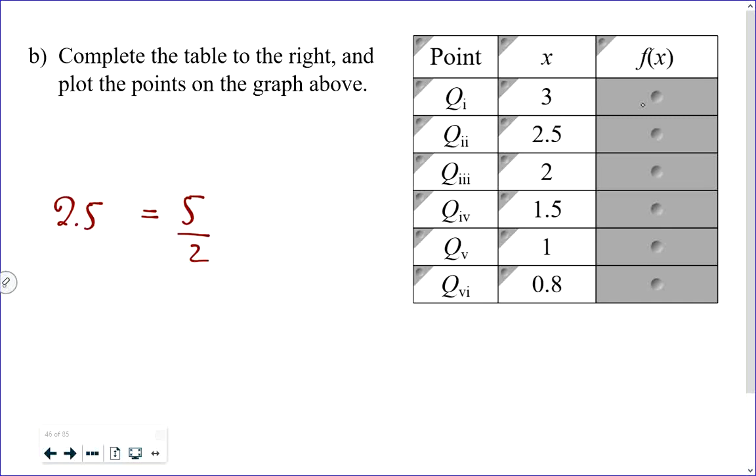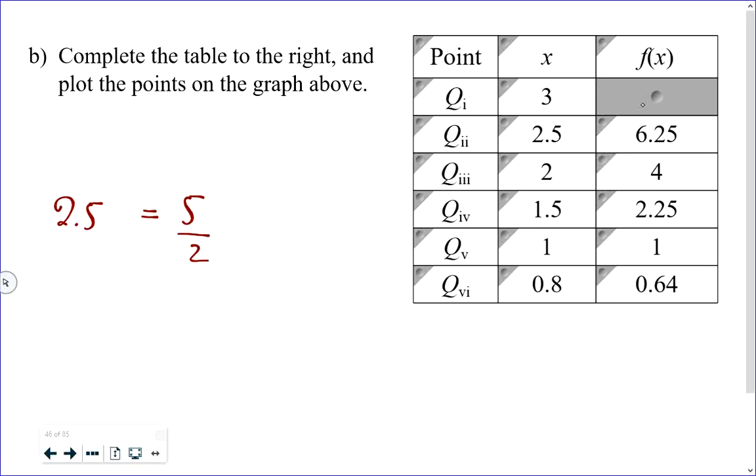So 5/2 squared is 25/4. That happens to be 6.25. 2 squared is 4. 1.5 squared is 2.25. 1 squared is 1. 0.8 squared is 0.64. So we have to plot these points, but we're not going to label them in terms of ordered pairs. I'm not going to write 3,9 on the grid and 2,4. I'm just going to plot the points.